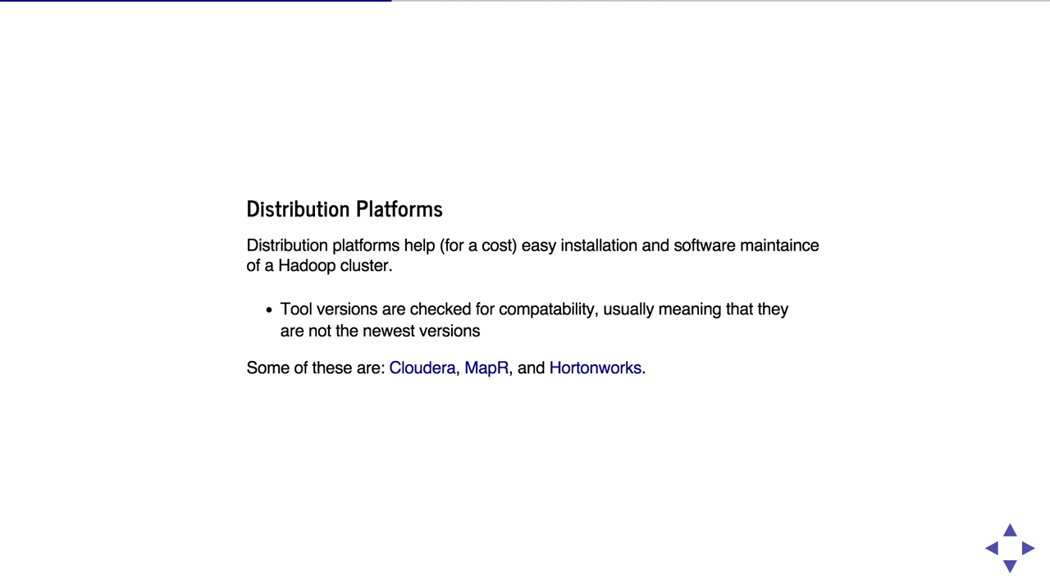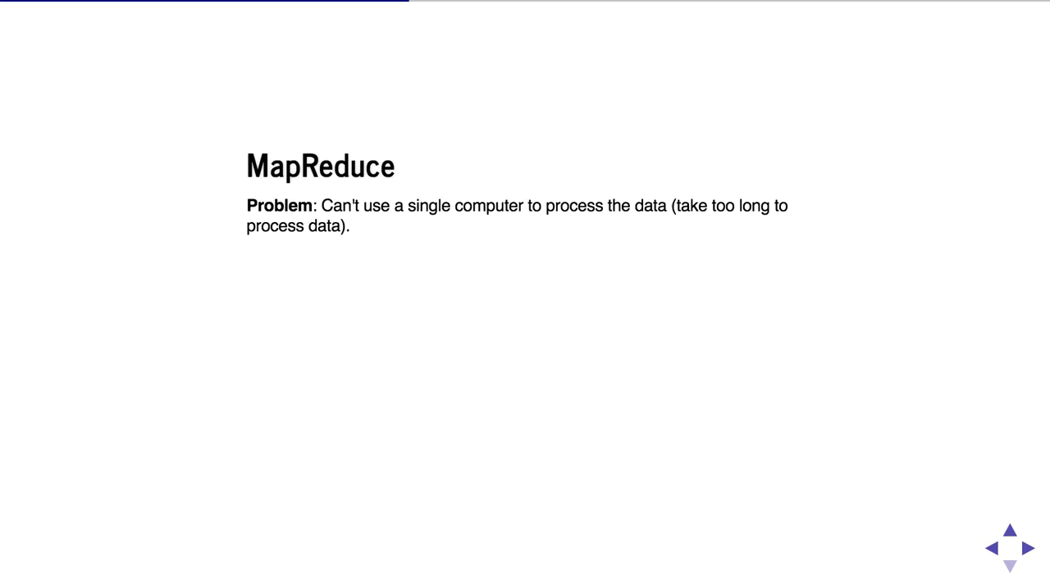So going to MapReduce, unfortunately, as I said before, a single computer can't process all the data. It probably would take too long, it might be a year for some data sets.